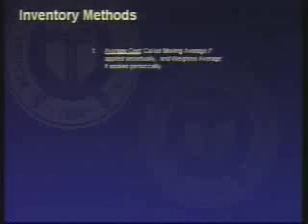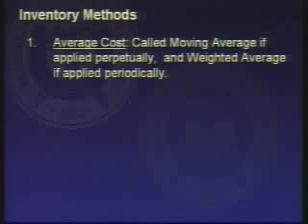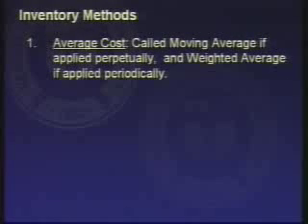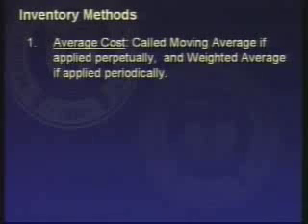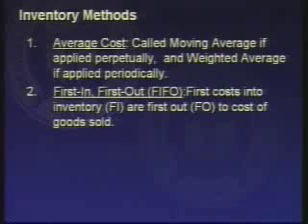I'm on page 6.4. Inventory methods. We're going to learn 3 inventory methods in this class. The first method is the average cost method. The average cost is basically just taking an average. That average cost then gets used to value both cost of goods sold and ending inventory. So we take an average of what we have available. That cost then becomes the cost per unit for valuing both inventory and cost of goods sold.